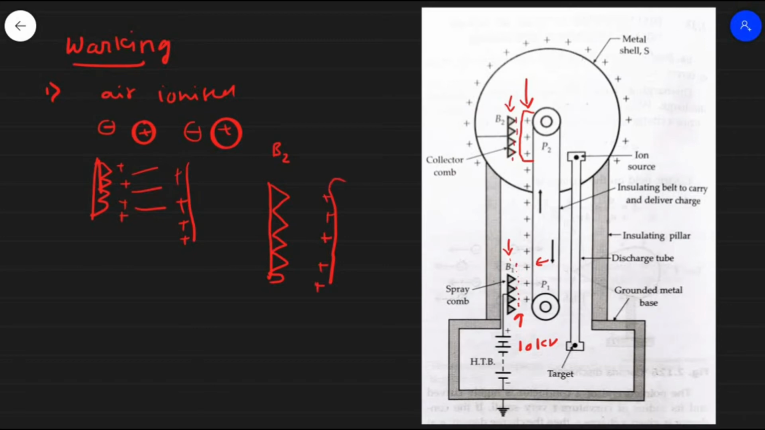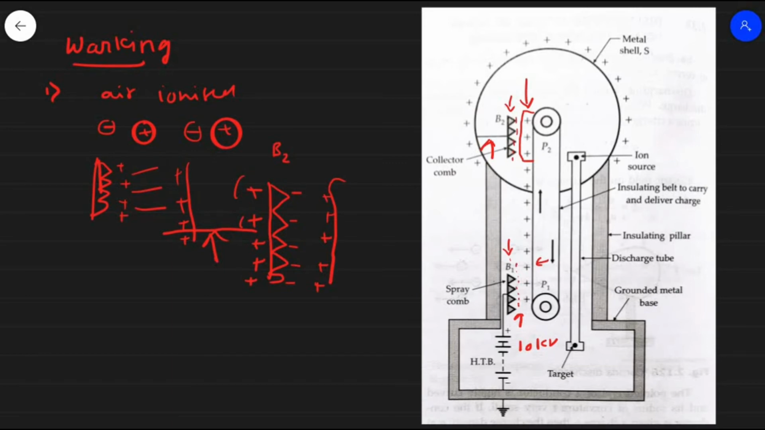Basically, it will induce the negative charge at this end of the spray comb, and the positive charge on its other end, right? At this end the positive charge, and at this end the negative charge. Now this positive charge will get transferred to the spherical shell with the help of this conducting wire. You can see here is the conducting wire. So with the help of this conducting wire, this positive charge on this side will get transferred to the spherical shell, and the positive charge will get accumulated at the spherical shell surface, right?